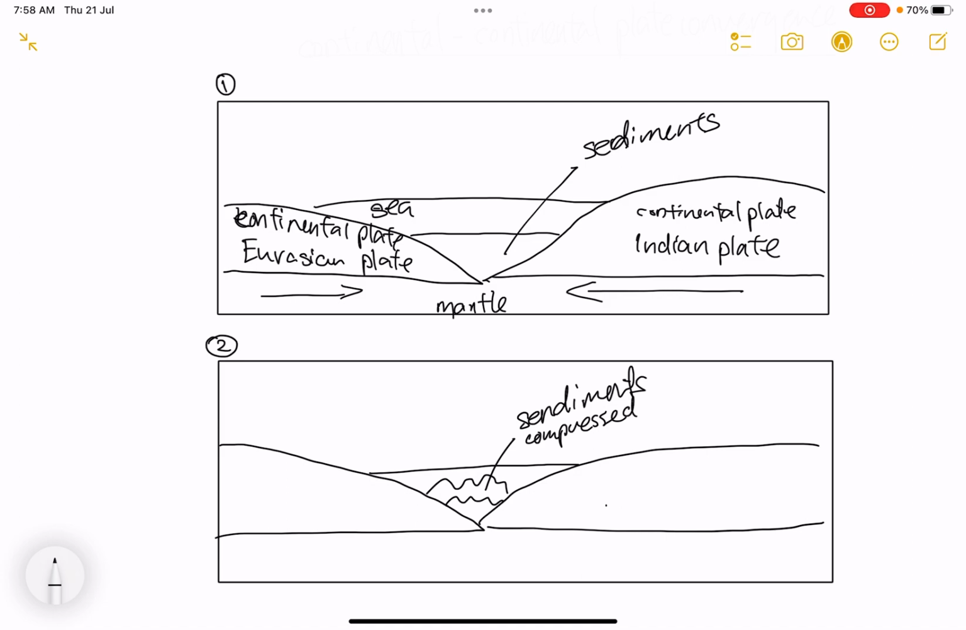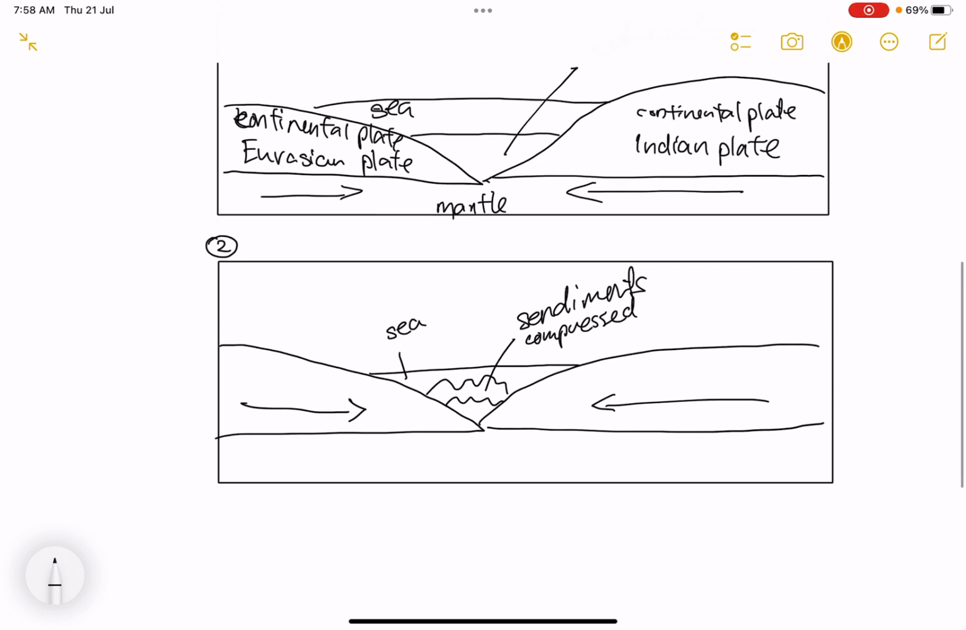Once again, you have your plates coming together with compressional strength. As they are the same thing, I will not need to label my continental plates again. They are a continuation, so I will not need to label that. So the second one is rather simple.